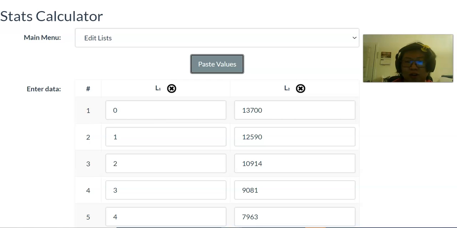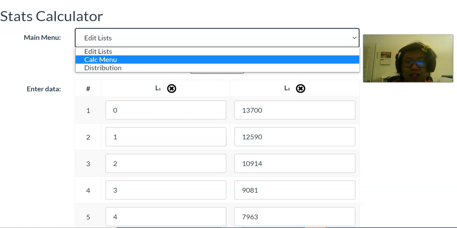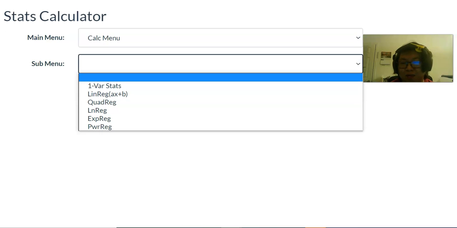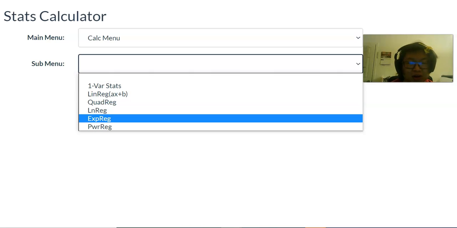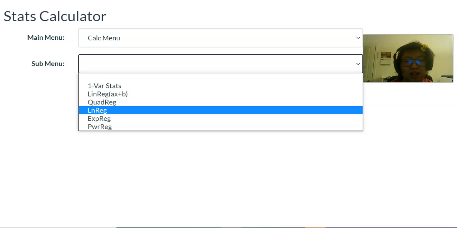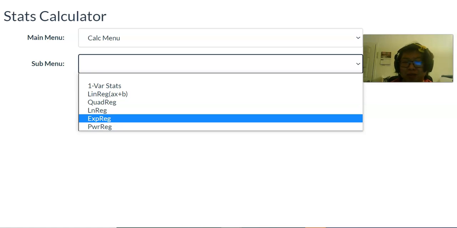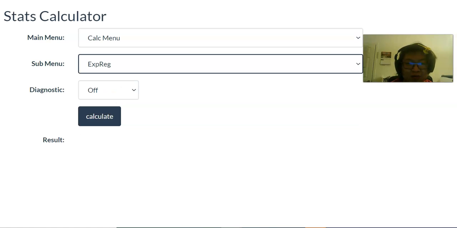All right. From here, in order to actually get the regression, I'm going to click Calc menu, and here's my submenu. Now it's going to pop up a bunch of different things. But the one we care about is ExpReg, exponential regression. If you're interested in this kind of idea of regression, there is a bunch of different other ones called quadratic, linear, logarithmic, power regression. But the only one we're talking about today, and for the rest of this week, is exponential. So I'm going to click that one here.